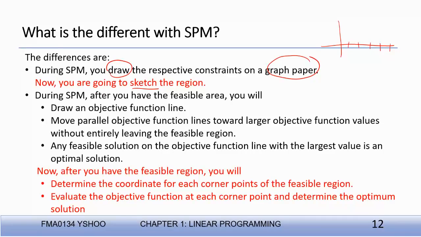After that, we still need to draw all the constraints and identify the feasible region. But during your SPM, because you already plotted on the graph, you drew an objective function line and moved the line up and down to find your objective, normally going to the upmost or downmost. Now, from this feasible region, you identify all the corner points and evaluate them.